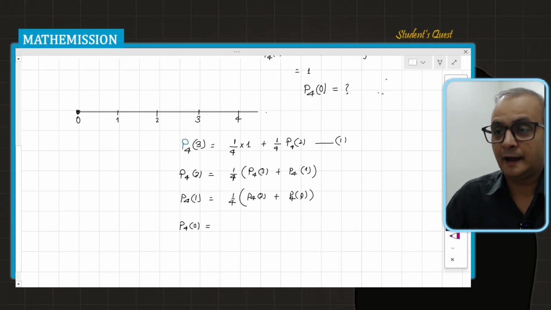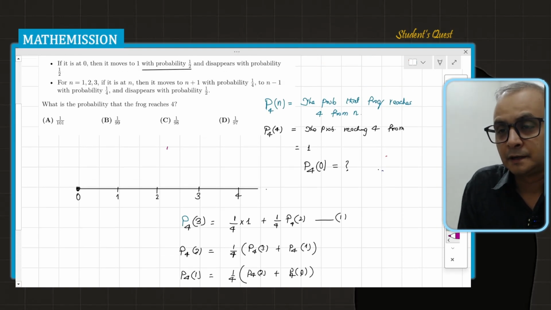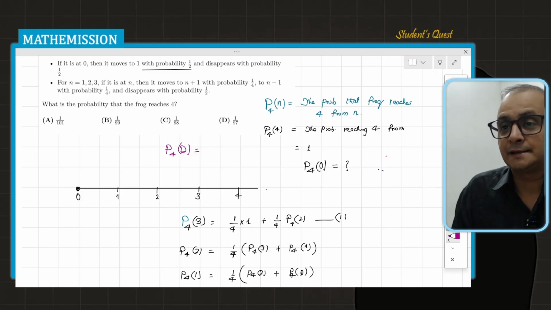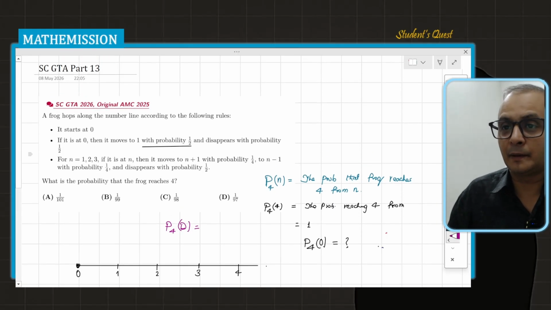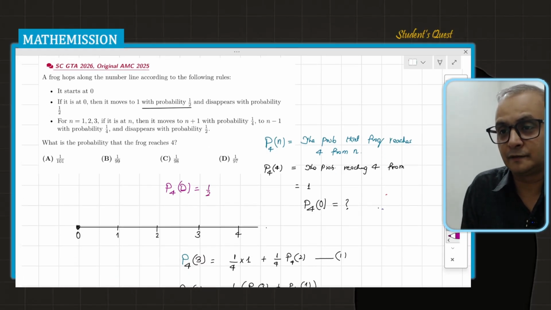By the way, I am not including the probability of disappearing because, okay, let me just include it and then I will explain it. Suppose I have the P4D. What is the meaning of this? That reaching 4 after disappearing. So reaching 4 after disappearing, what? Means that the disappearing probability from anywhere is half. So this is going to be half.